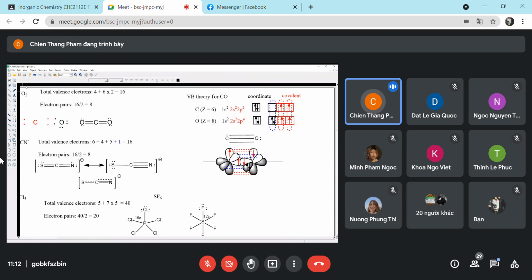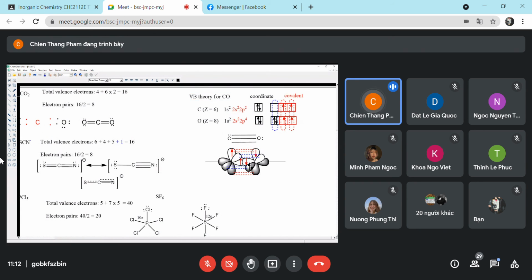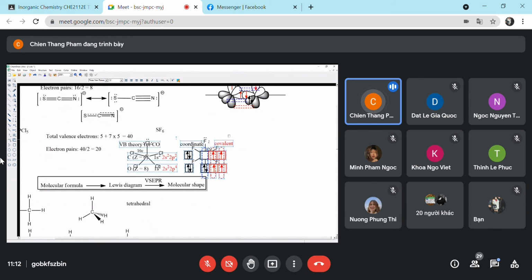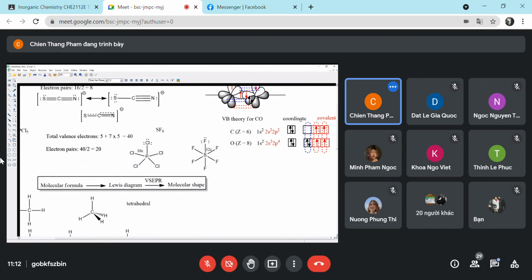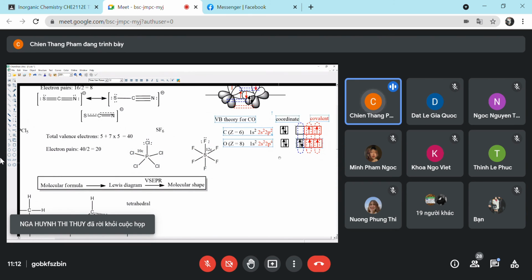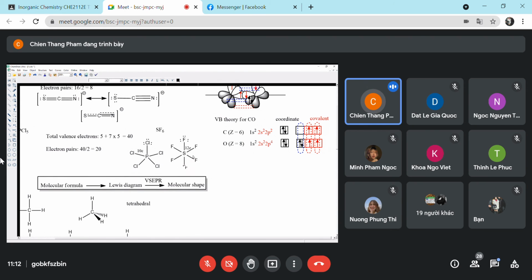Okay, so now we can apply this theory to describe the bond formation in other molecules. For example, now we can consider the water molecule. We can use the same strategy to describe the bond formation in water as for CO. However, water is much simpler than CO. Here we can see that hydrogen has only one electron in the outer shell. The atomic number is one, so it is only 1s1.